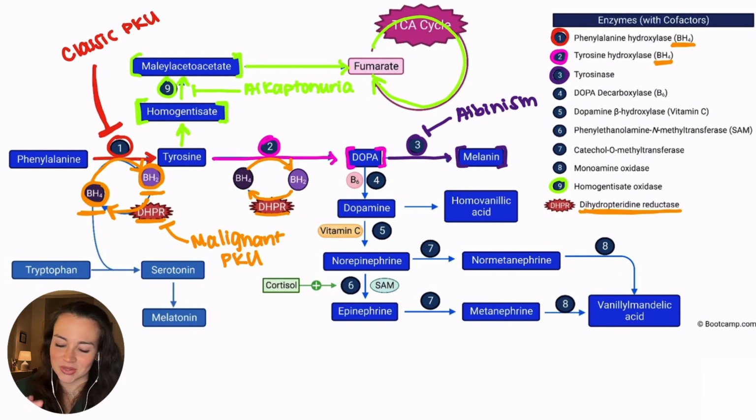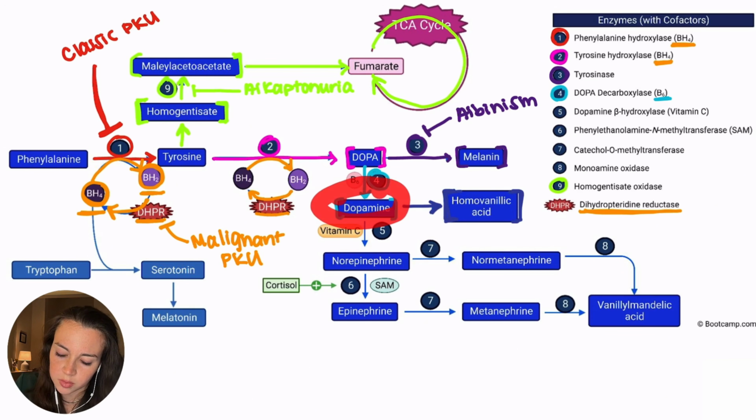Or DOPA can go down the whole rest of this pathway, starting with the next step, turning DOPA into dopamine via enzyme 4 here, DOPA decarboxylase, which has a vitamin B6 cofactor. And now our tree splits again, and we can either break down dopamine or let it proceed on down the tree. The breakdown pathway of dopamine will result in the production of homovanillic acid. All right, so that's if we break down our dopamine.